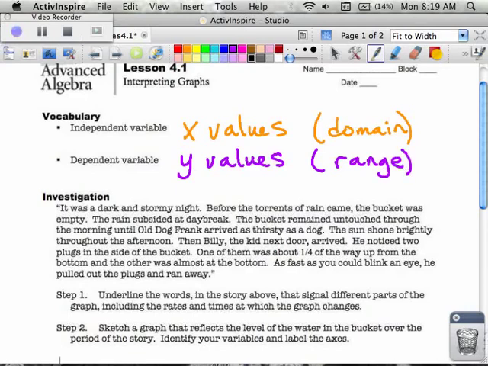So if we're looking at a graph, the domain would be the horizontal axis, and the range would be the vertical axis. Just in case you forgot.